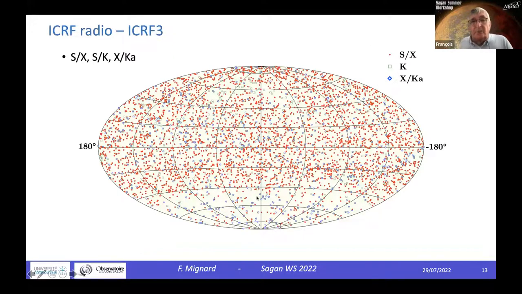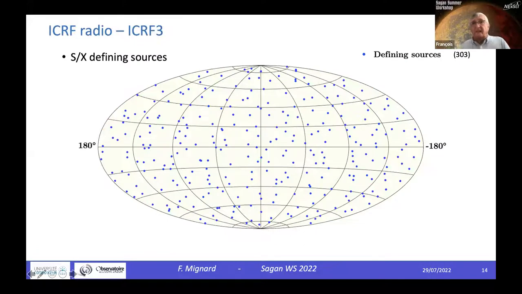And then in blue are the X/Ka band sources, which fill a little bit the part of the southern hemisphere that is missing observations in the S/X band. So you see the essential is S/X, and it is not a homogeneous distribution. While if you restrict to the defining sources, they are homogeneously scattered all over the celestial sphere, more or less. This is more interesting to have. So that's the defining sources, which actually materialize the XYZ directions.